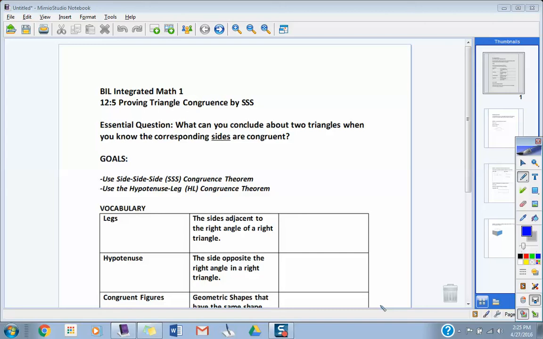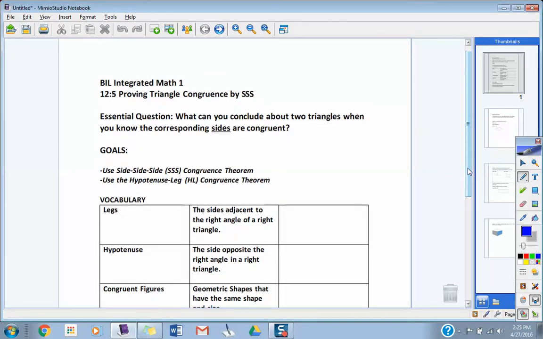All right, so the giggling's already begun. And 12.5 here, guys.